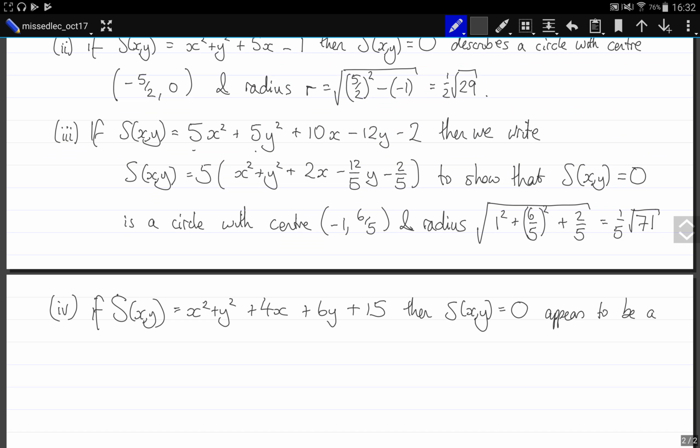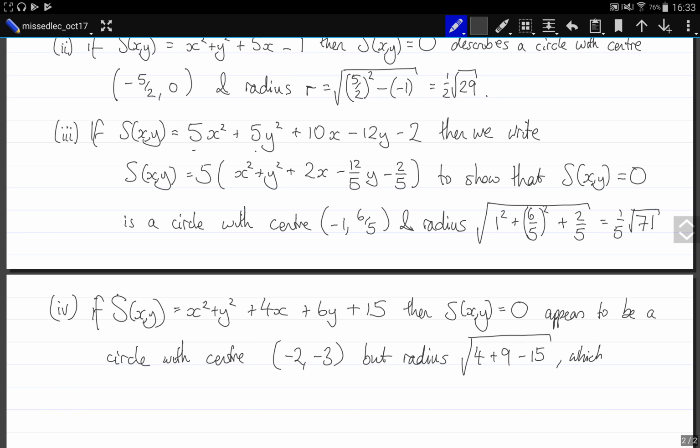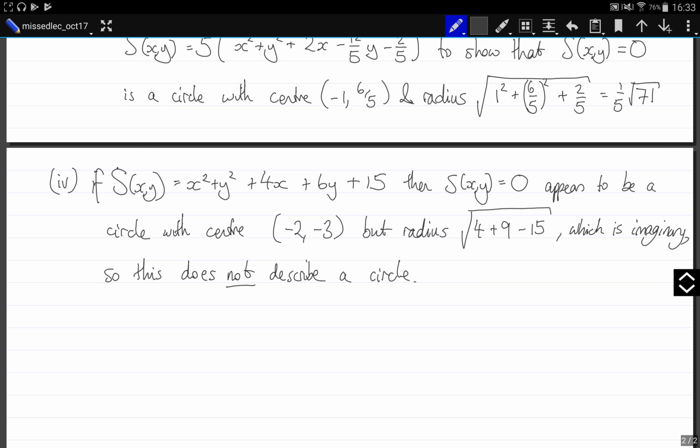This appears to be a circle with centre minus 2, comma minus 3. But when we calculate the radius, 4 plus 9 minus 15, which is the square root of a negative number, so this does not describe a circle. So it's not the case that you can just write down any coefficients you want in this form for S and get a circle.